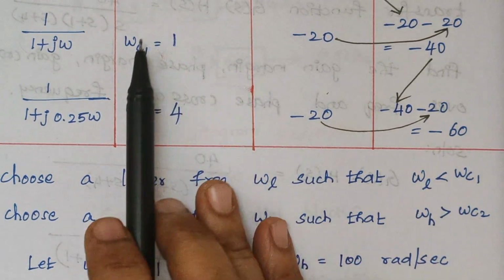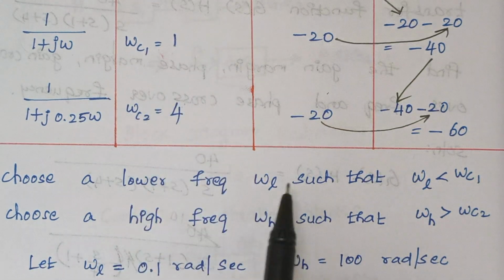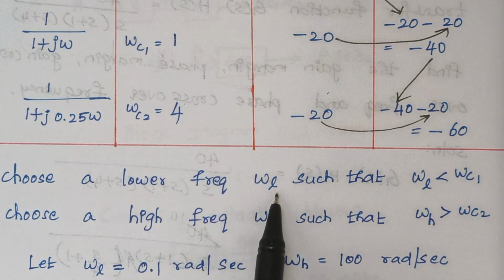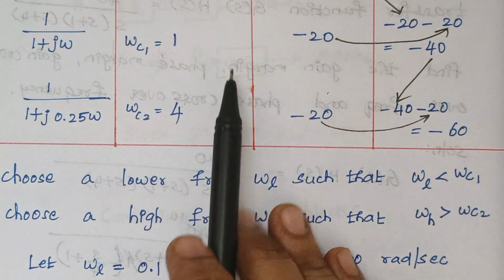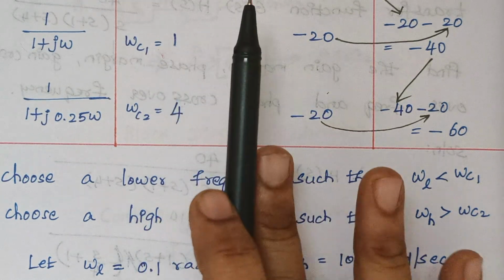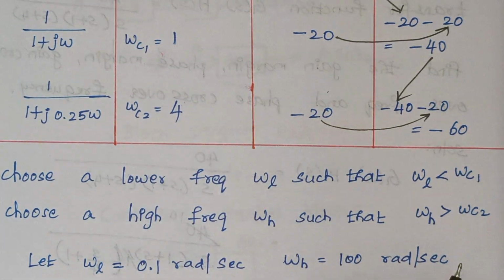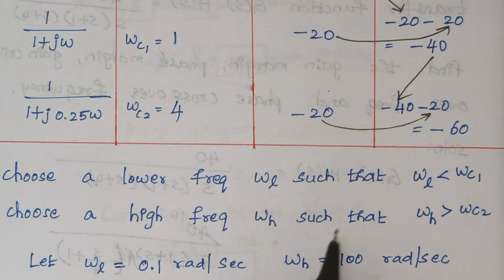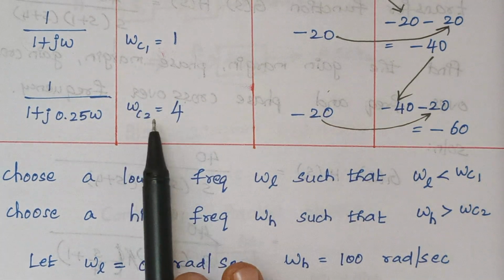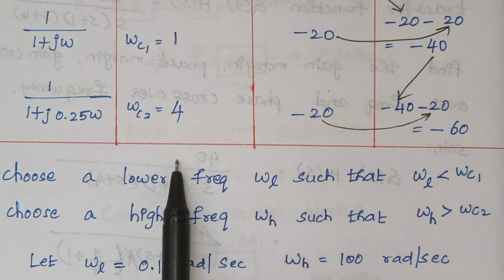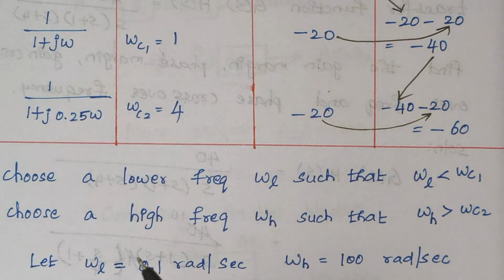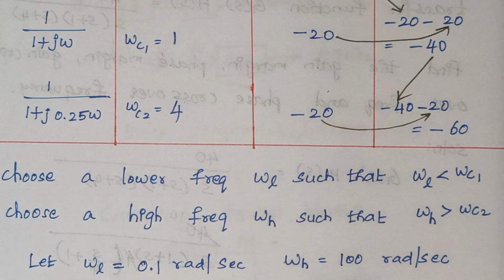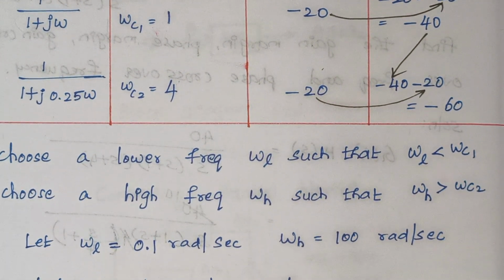Here omega c1 is 1. For omega L you can take any value which is less than 1. You can even take 0.5, 0.3 or 0.1, whatever it may be. Here I have selected 0.1 radian per second. And for omega H, the maximum value, omega c2, is 4. So for omega H you can take a value which is greater than 4. Here I have taken 100. You can even take 50 or 20, whatever it may be.